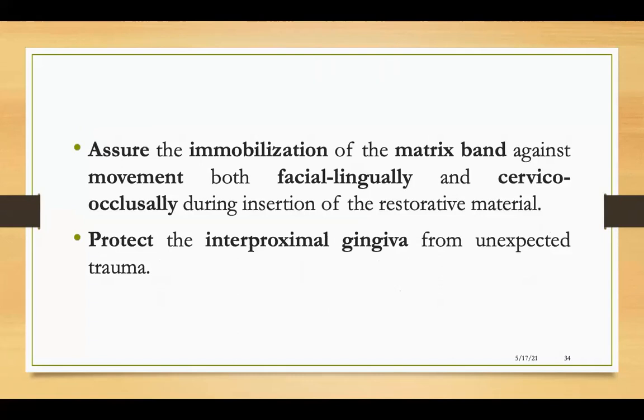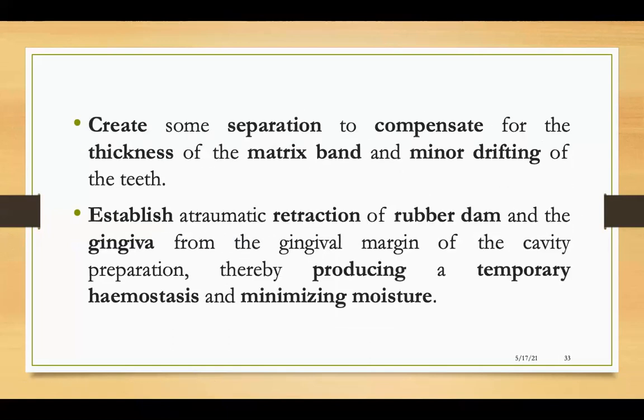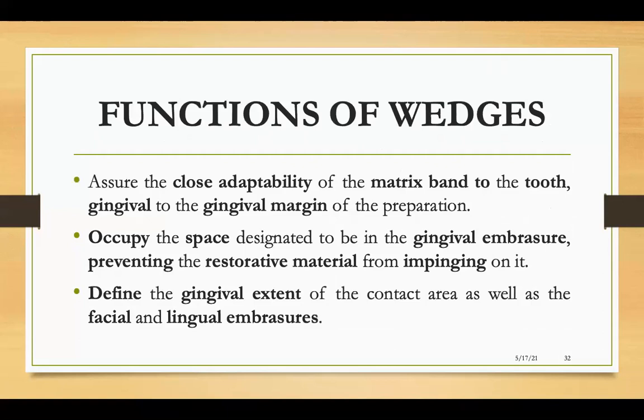We have to assure the immobilization of matrix band against movement both facially and lingually, as well as cervico-occlusally during insertion of restorative material, and that is one another reason to go for a wedge. We have to protect the interproximal gingiva from unexpected trauma. So now at this point, you might feel that there's a lot of mugging up that has to be done for this unit.